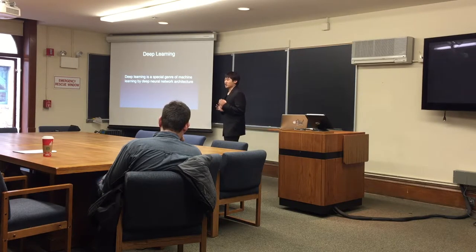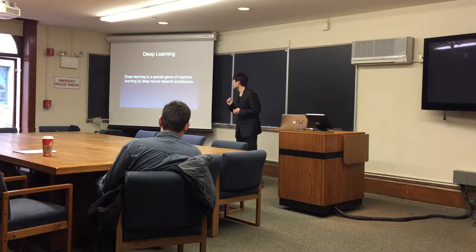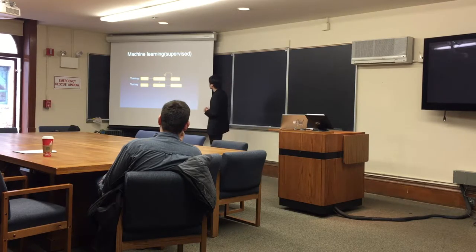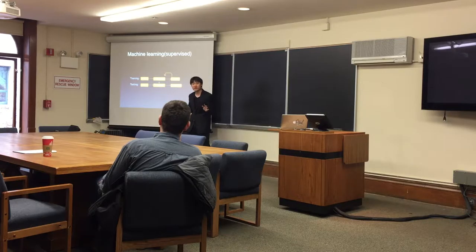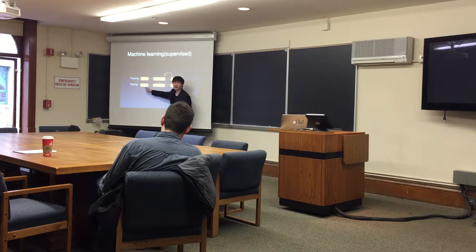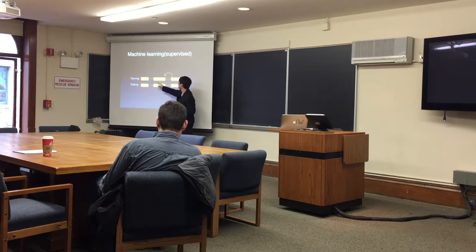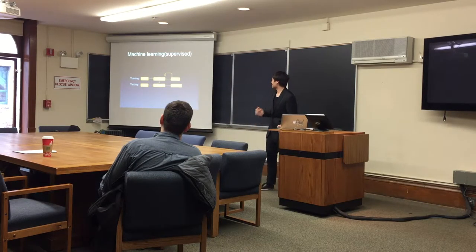Deep learning is a special genre of machine learning that uses deep neural network architecture. So the keywords are machine learning and neural network. So what's machine learning? Supervised machine learning is where you always try to find the ground truth function. There are two phases: the training phase and the testing phase, and the corresponding training and testing data. For the training, you have some features, and you try to predict a label from those features. For the testing, you have features only, and you try to make new predictions. Once you obtain the trained model, you can apply it here. So that's machine learning in one slide.